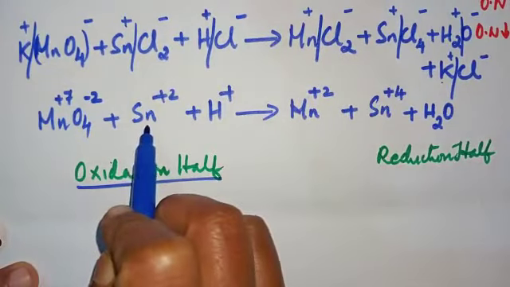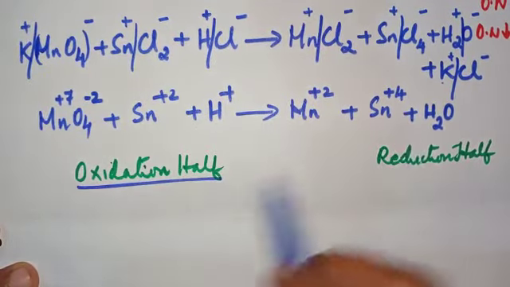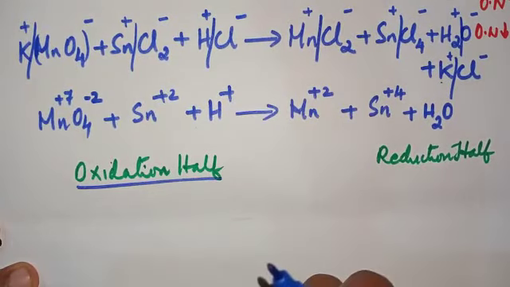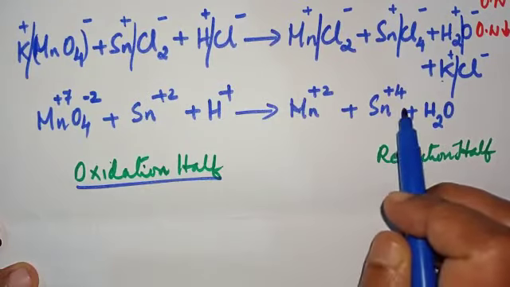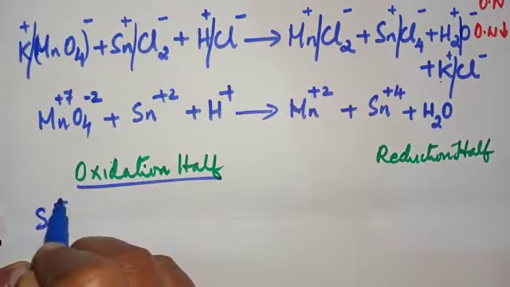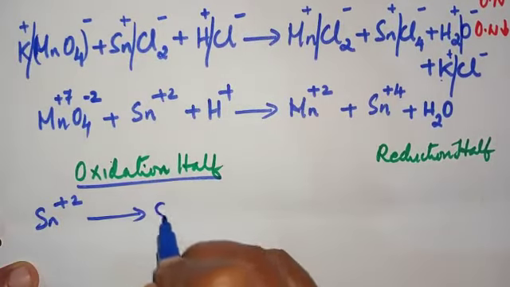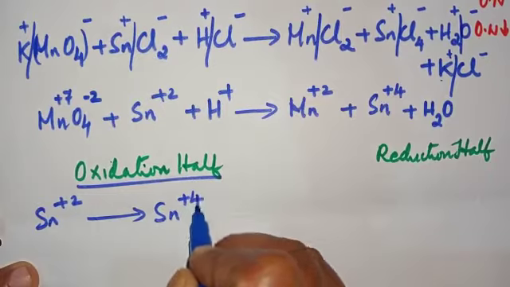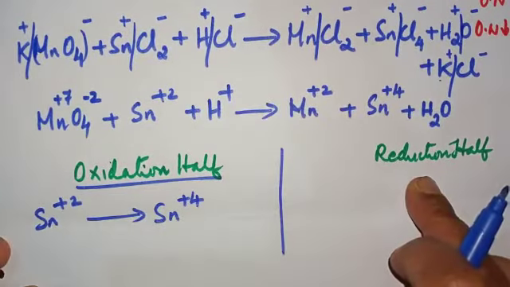So here this first one is the oxidation half. So here Sn plus 2 is getting oxidized to Sn plus 4. Oxidation means what? Increase in the oxidation number, right? So Sn from the +2 oxidation state is getting increased to Sn plus 4. So that I will write in the oxidation half. So Sn plus 2 gets oxidized into Sn plus 4.